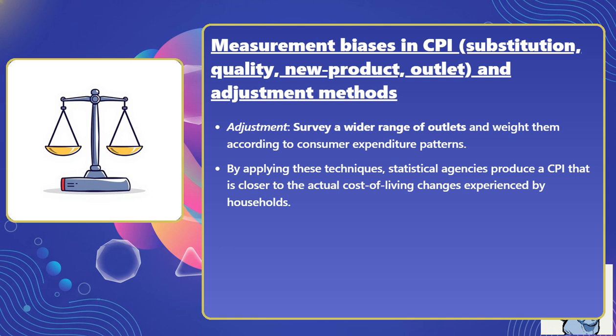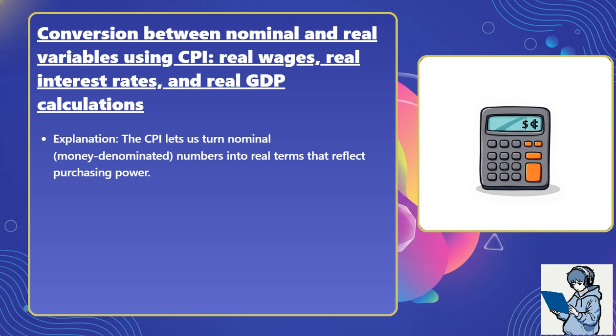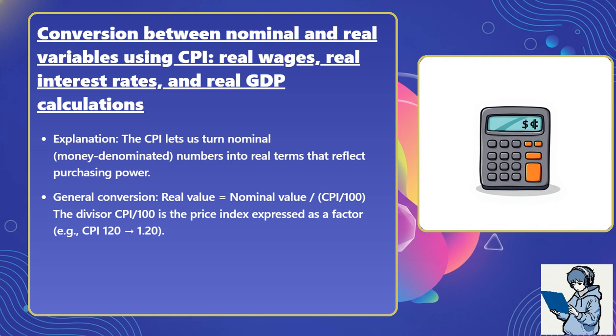The Consumer Price Index lets us turn nominal, money-denominated numbers into real terms that reflect purchasing power. General conversion: real value equals nominal value divided by CPI over 100. The divisor, CPI over 100, is the price index expressed as a factor. For example, CPI 120 becomes 1.20.